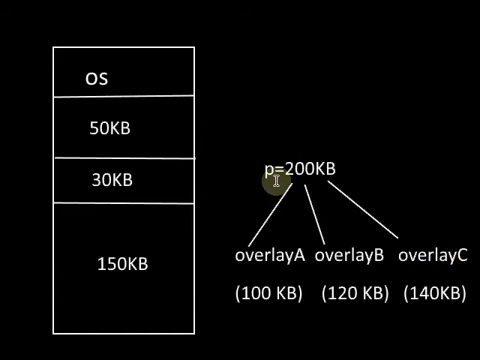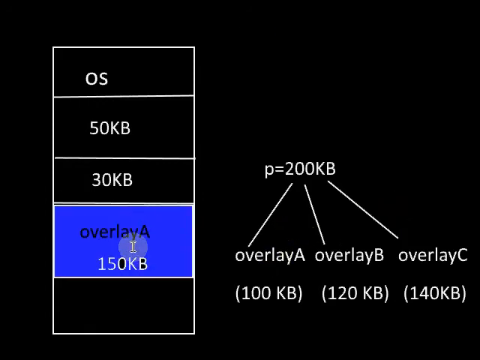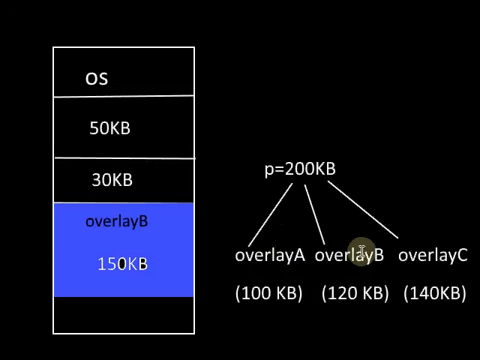But for the proper execution of the process, there should be a particular order in which these overlays have to be executed. It is the responsibility of the programmer to design the structure of the overlay as well as to program it. That is, bring the first overlay to the memory, then execute it, then replace it with the next overlay, and then execute it, then replace it with the next overlay, and so on.